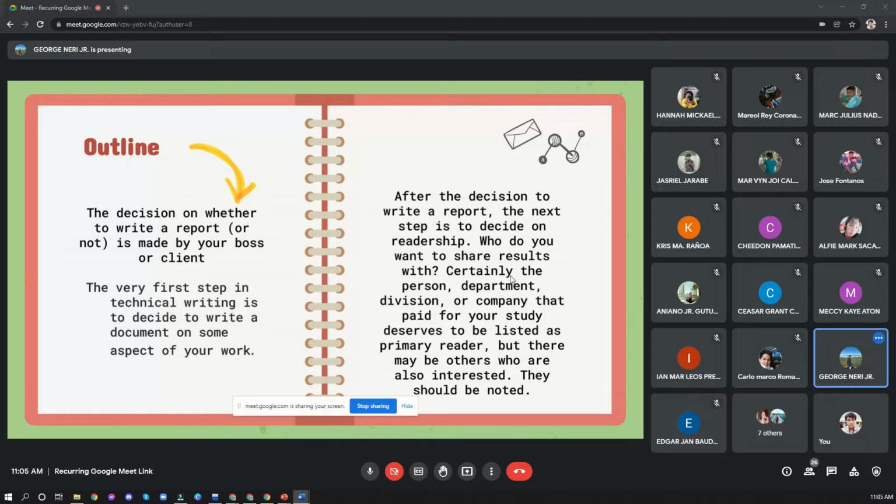So, outline. The decision on whether to write a report or not is made by your boss or client. The very first step in technical writing is to decide to write a document on some aspect of your work. After the decision to write a report, the next step is to decide on readership. Who do you want to share results with? Certainly the person, department, division, or company that paid for your study deserves to be listed as primary reader. But there may be others who are also interested. This should be noted.